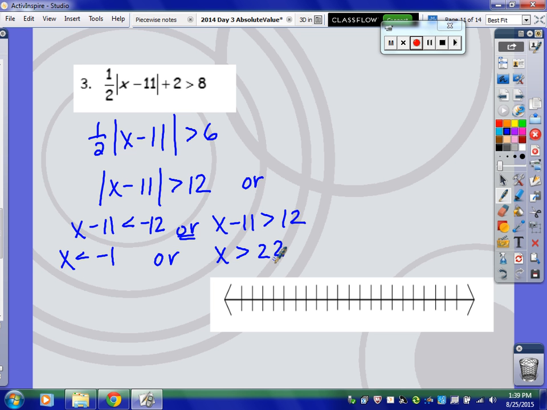Alright, let's count our graph by 2's so we can fit both of these on there. So negative 1, and we're open. Put an open circle at negative 1. Let's count by 2's: 2, 4, 6, 8, 10, 12, 14, 16, 18, 20, 22. So we're open at 22. And we want ors. So it's less than negative 1 or greater than 22. So here again, ors point out, ands point in.